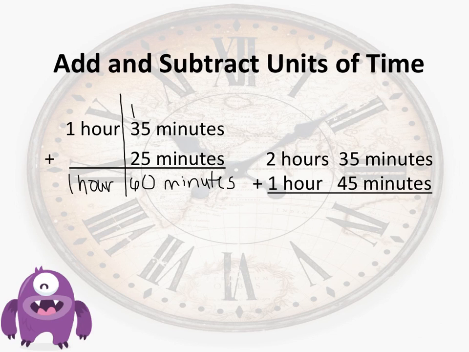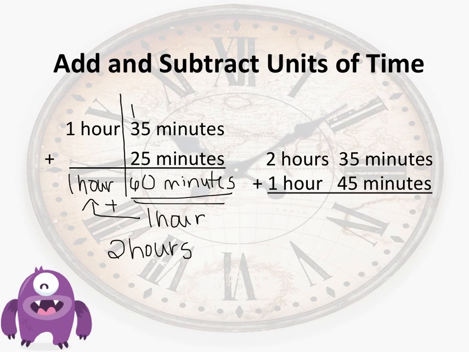Now I know that 60 minutes is equal to 1 hour. So I have to combine those amounts. 1 hour plus 1 hour really gives me a final answer of 2 hours.